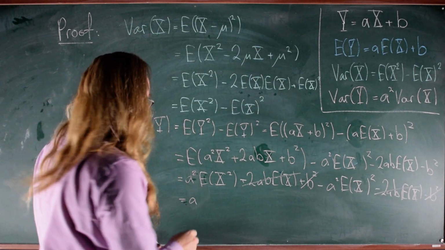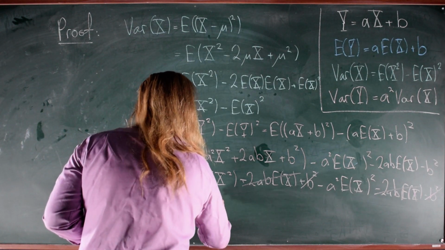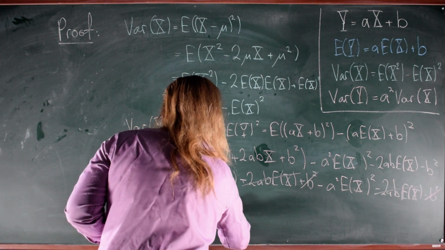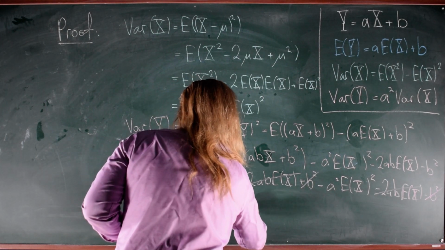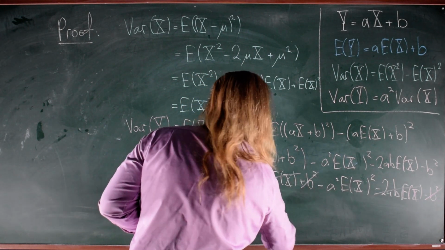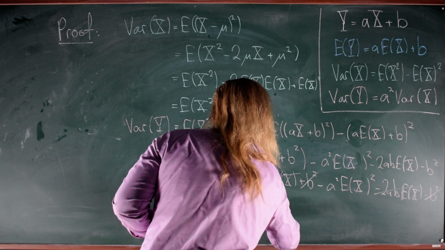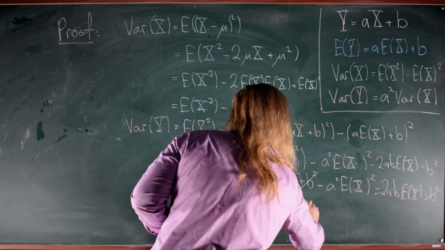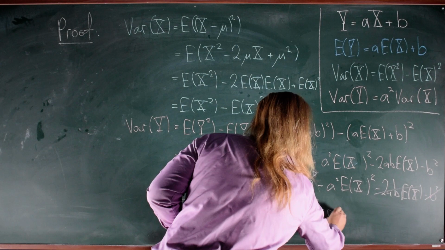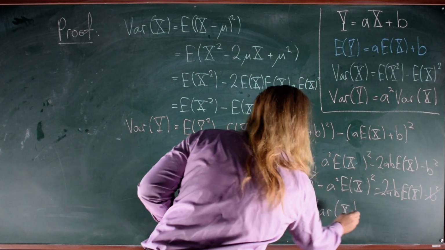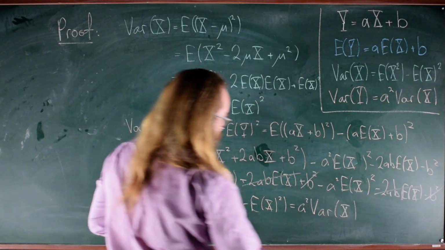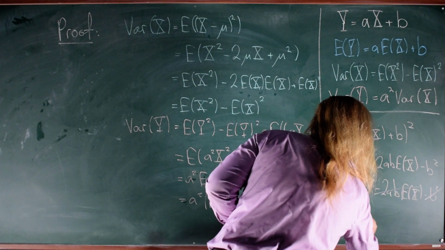coincidentally have a common factor of a squared. And what's left from the first one? Well, we have the expected value of x squared, and then minus the expected value of x, squared, which is a squared times the variance of x. Beautiful.